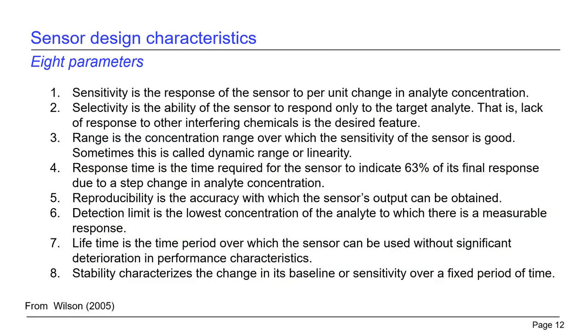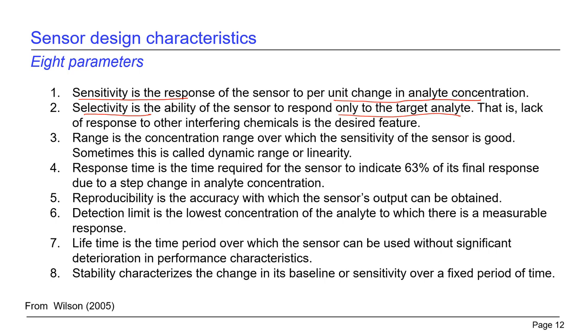So, sensor design characteristics: basically there are 8 parameters in the design. As we hinted a little bit earlier, the sensitivity is the response of the sensor per unit change in the analyte concentration. Now the selectivity is the ability of the sensor to respond only to the target analyte. So basically, sensitivity looks for responses to unit changes in analyte concentration, and selectivity is a response to the target analyte. Most people would know that. Biomedical engineers, of course, it's a standard.